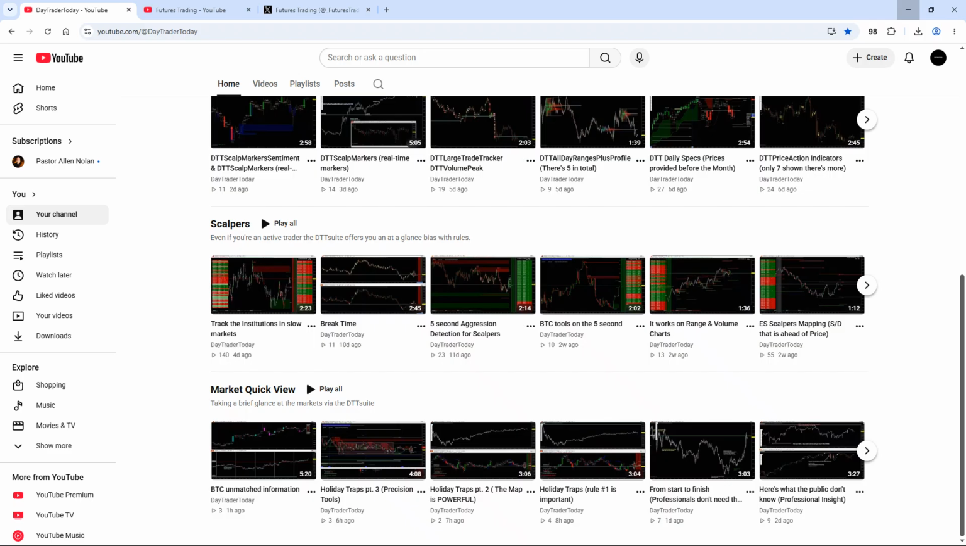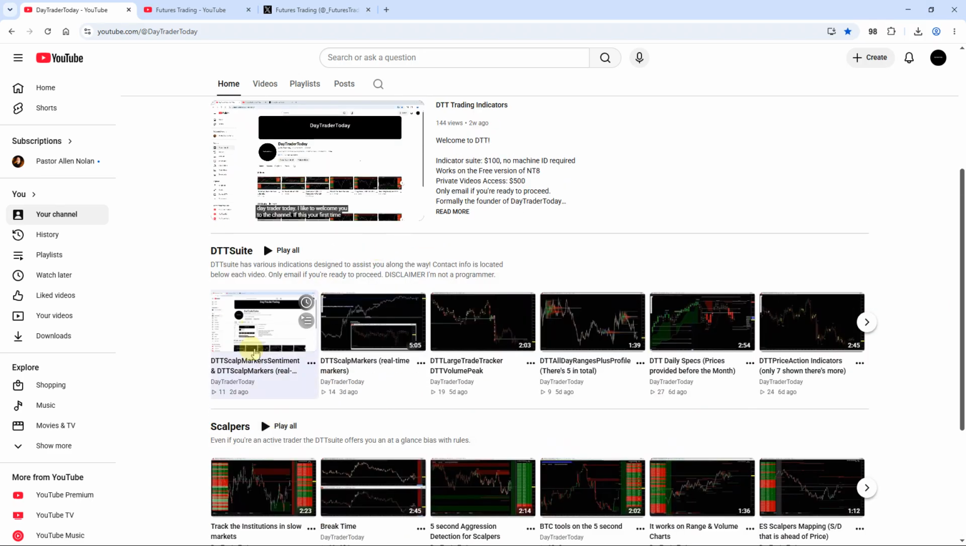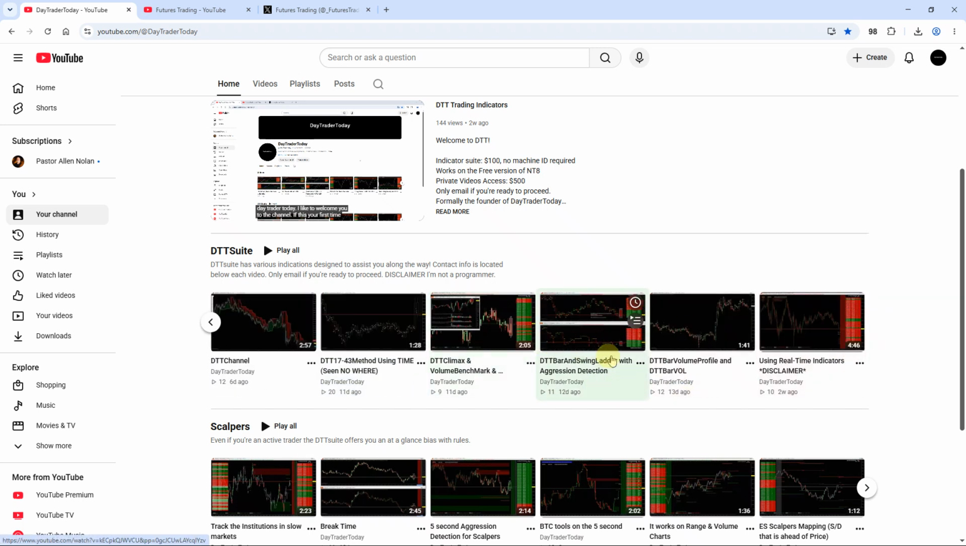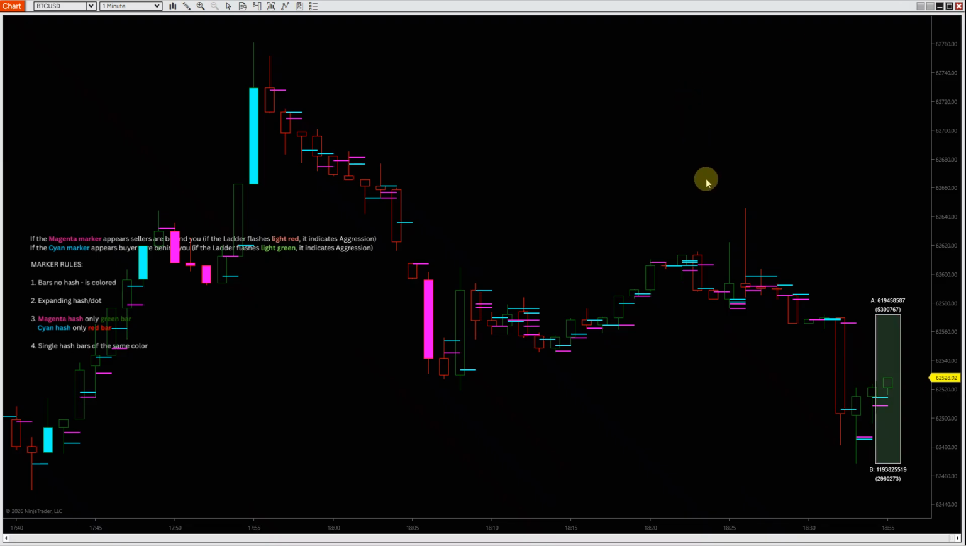That's all. And so if you want to know what we're using, I'm using this information here, just one of them. I don't have the scalp markers up here. I just have the sentiment one, and then I have the bar swing ladder. So those are the two indications I'm using here.